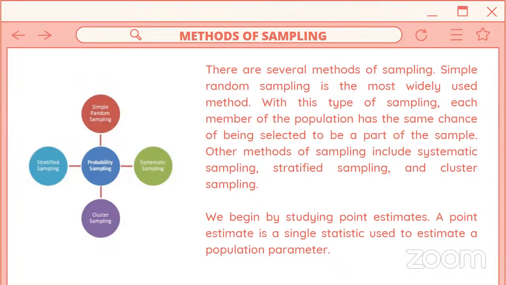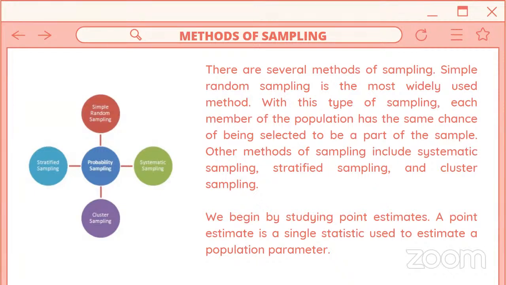Methods of sampling. There are several methods of sampling. Simple random sampling is the most widely used method. With this type of sampling, each member of the population has the same chance of being selected to be a part of the sample. Other methods of sampling include systematic sampling, stratified sampling, and cluster sampling.